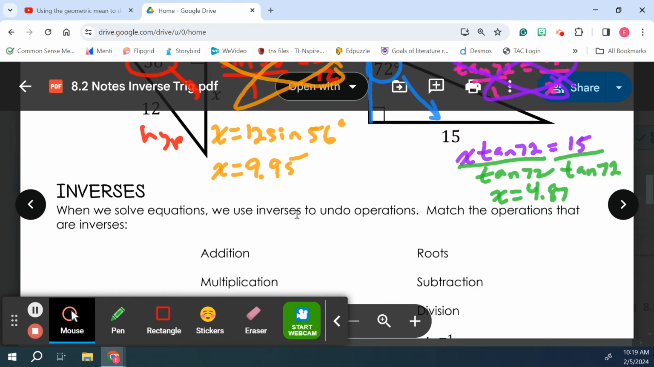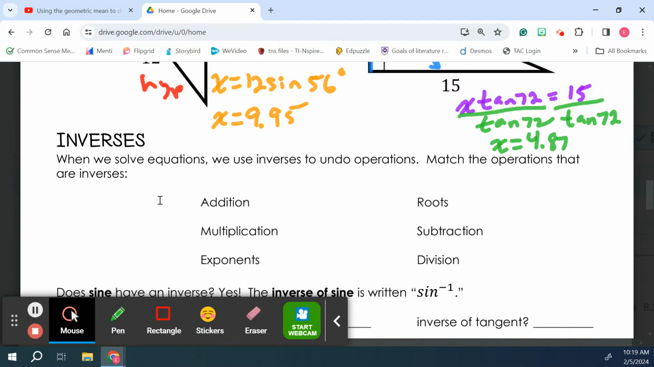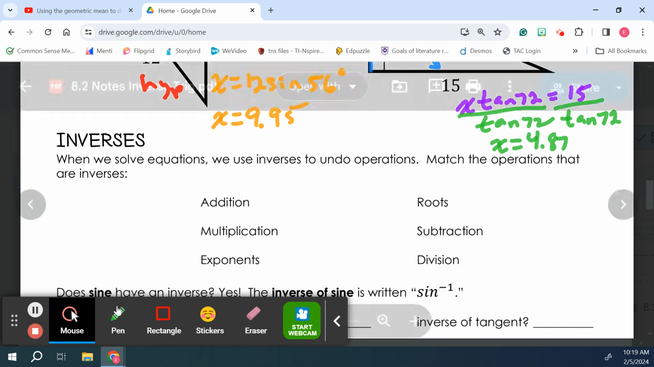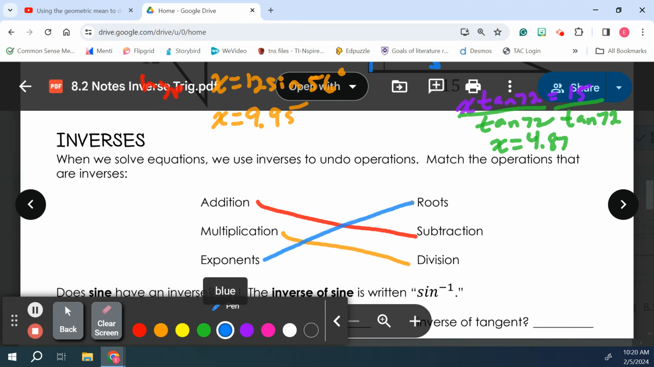Okay. So now let's talk about inverses. It says when we solve equations, we use inverses to undo operations. So match the operations that are inverses. So they're talking about the opposite. So what's the opposite of addition? Subtraction. Very good. What's the opposite of multiplication? Division. And in this case, exponents, all that's left is go to the square roots, or the roots, okay?